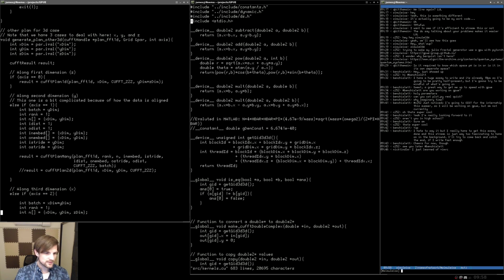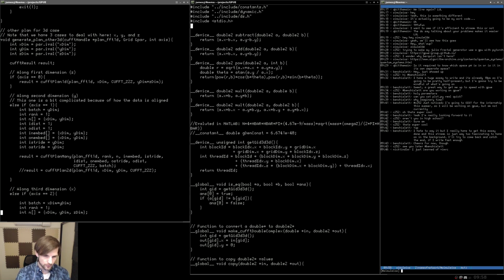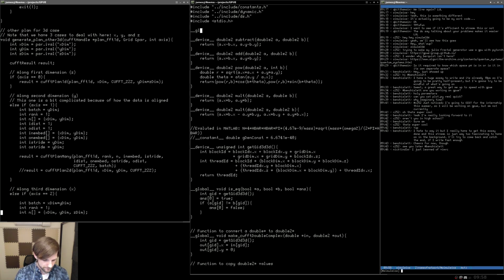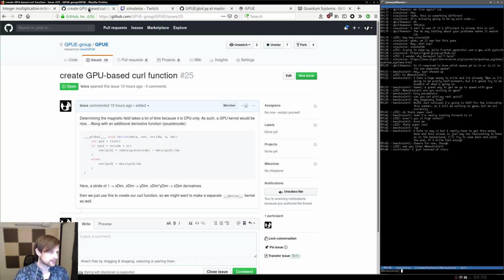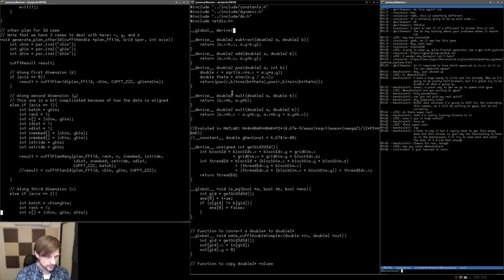Okay, so here's where we have a whole bunch of kernels. It's only 683 lines long. So I'm going to create first a global kernel here. It's going to be global, and we're just going to call it derive. And I want to set this up in a very particular way that I wrote down here. So it's going to be global void. Oh, I forgot a void. Derive.